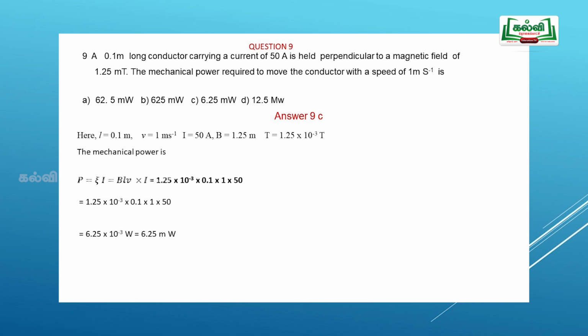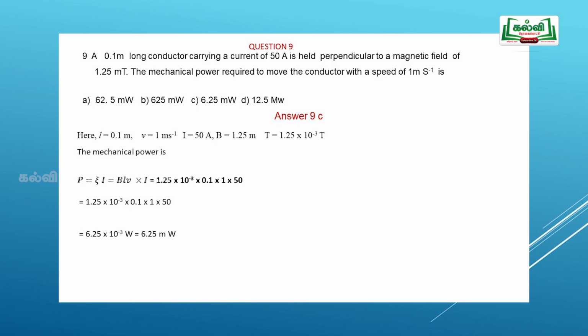Noted down our thing. Then what is it you want? Power. Electric power is voltage into current. How to find the voltage? It is nothing but induced EMF. What is induced EMF? See what is happening here. A conductor carrying current is held perpendicular to a magnetic field. Power required to move the conductor.